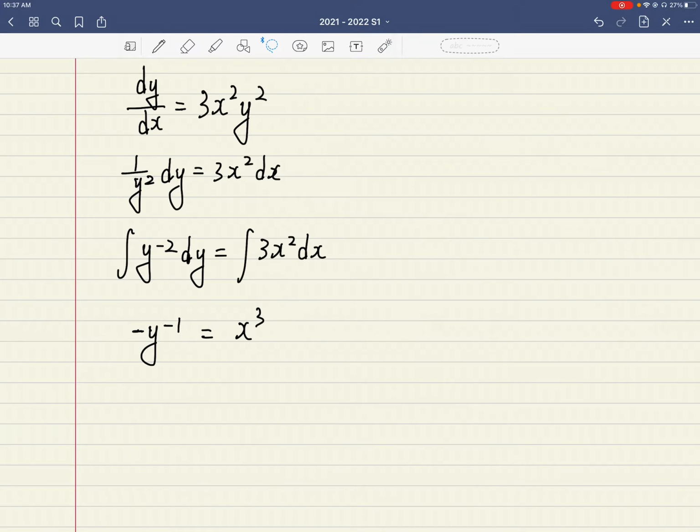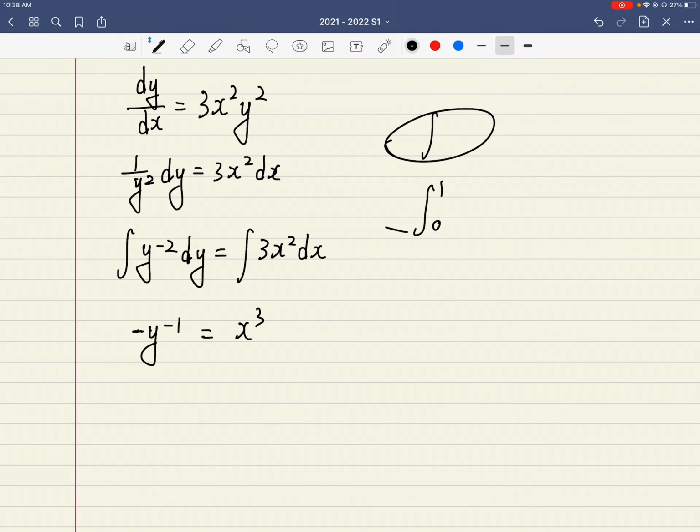And because here it is an indefinite integration, indefinite just means you don't have two values here. Definite integration, for example, is integrated from 0 to 1. So this is indefinite, this is definite. So for indefinite integration, when you get the result, you need to add c. You need to add a constant.